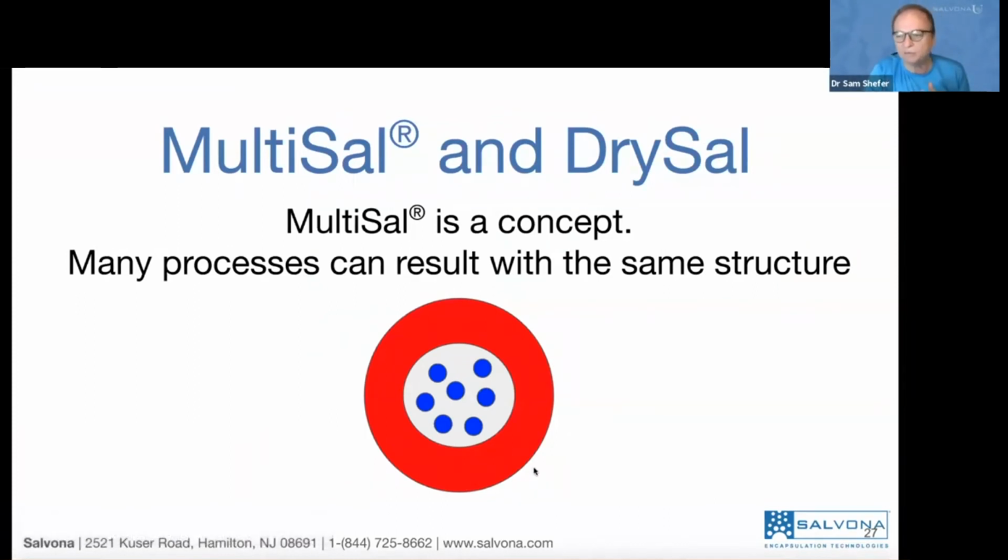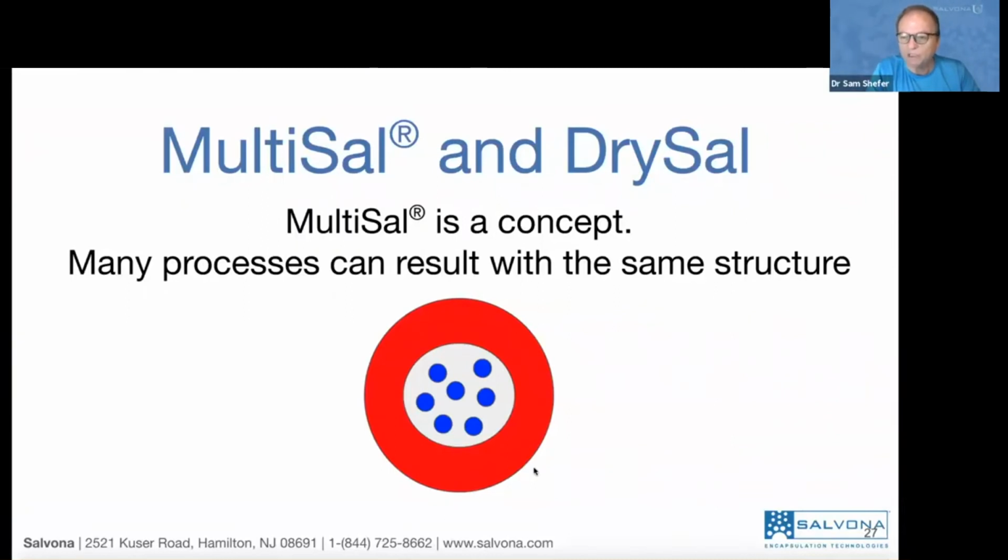Why do we need a different process? What conditions does this process have, and what products could we produce through dry sal? So what is the problem with regular MultiSal production on a spray dryer? First of all, mixing with water. Water can expose ingredients to oxidation immediately. Number two, the heat.